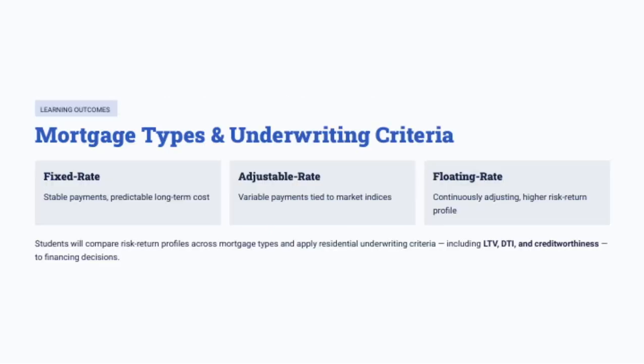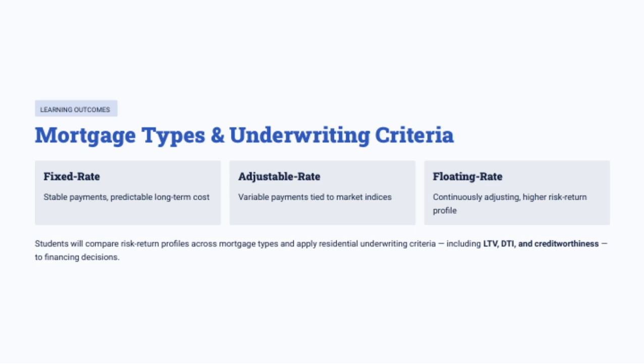Now, let's look at how students will compare risk-return profiles across different mortgage types and apply key residential underwriting criteria. We'll focus on factors like LTV, DTI, and creditworthiness, which are essential in making sound financing decisions. As we go through, you'll see how different mortgage options carry varying levels of risk and potential return.